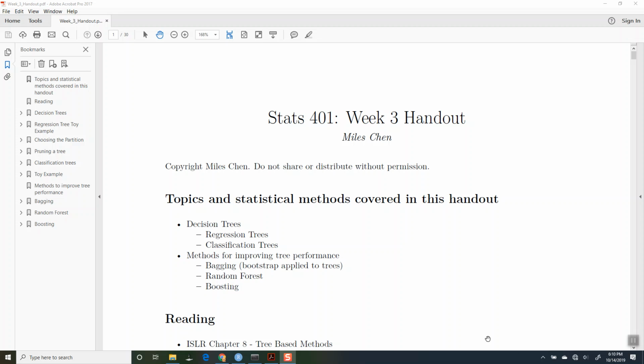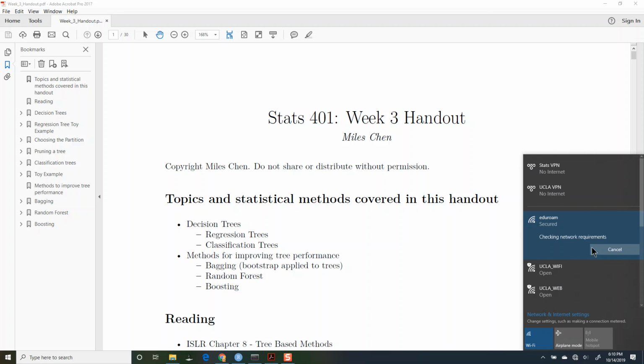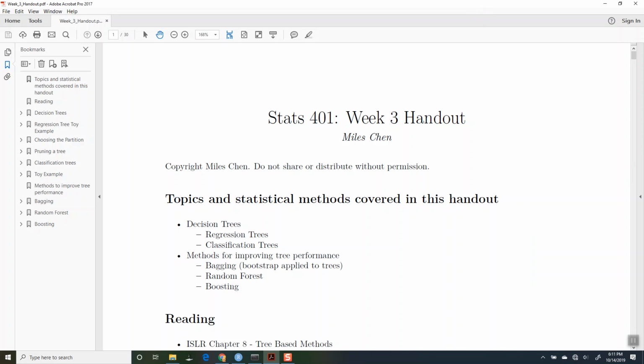Decision trees is the overarching topic, and there are regression trees and classification trees. Those are both decision trees. Then we have methods to improve tree performance, which includes bagging, random forest, and boosting. Boosting is actually a generic idea that can be applied to many different kinds of statistical models, but it is easily applied to trees and frequently used on trees as well. So we're going to look at boosting in trees.